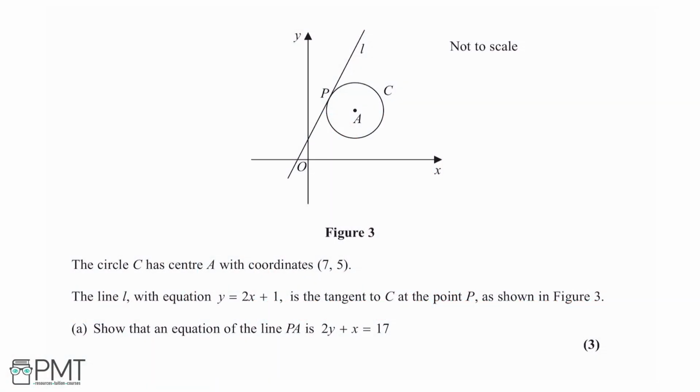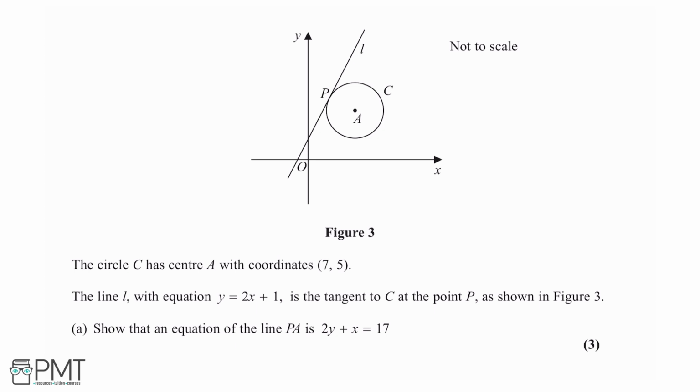We are given figure 3 where we are shown a line L and a circle C. It says the circle C has centre with coordinates 7, 5. We are also told the line L with equation y equals 2x plus 1 is the tangent to C at the point P as shown in figure 3. Part A is asking us to show that an equation of the line PA is 2y plus x equals 17 for 3 marks. So I'm going to start by highlighting some key information.